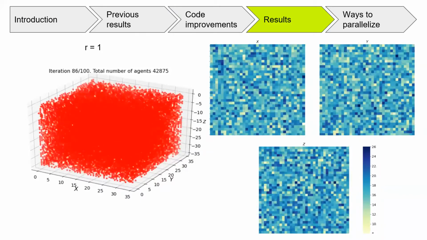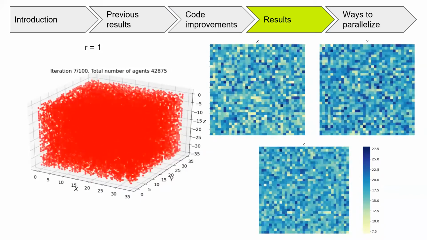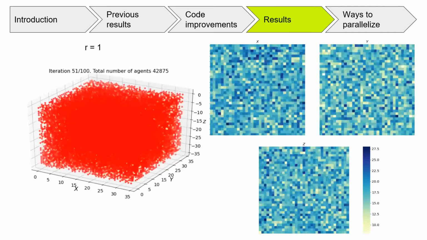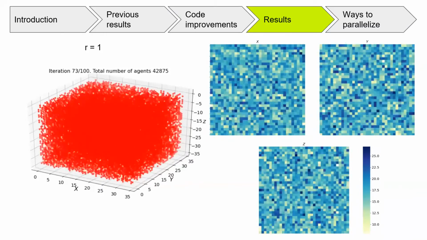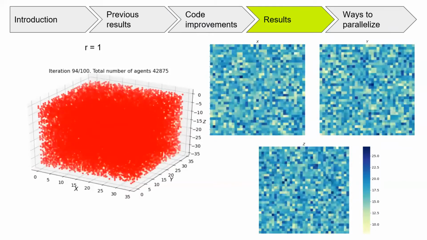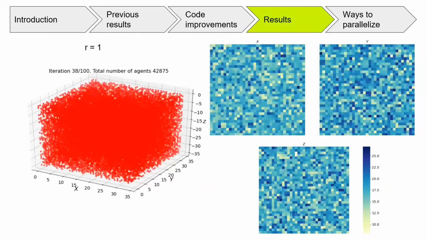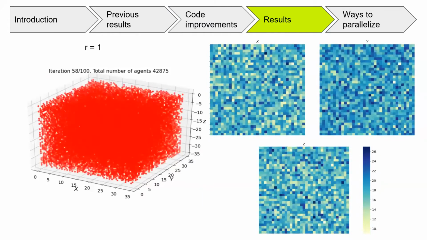We also ran our code for R equal to 1, and you can see that it is just random moving of people because they will never be satisfied with their neighbors.